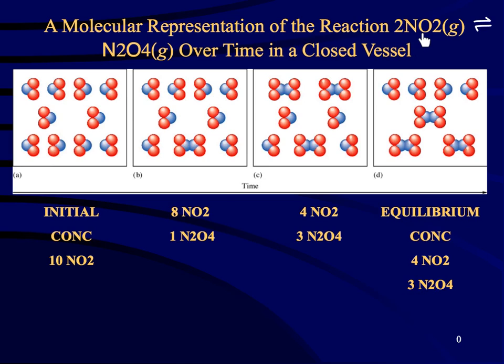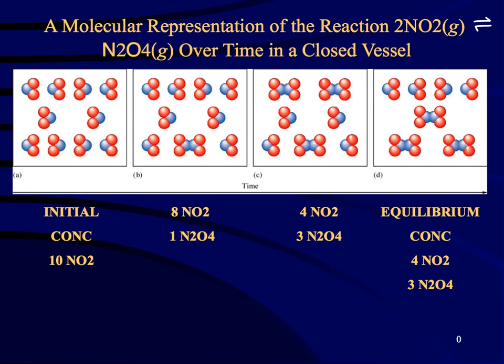Once again, that's a reactant, so that's why we only have NO2. Then over time, the reactant is decreasing and the product is increasing. More time passes, now we have 4 NO2s, okay? Now we have 4 reactants and now 3 products.